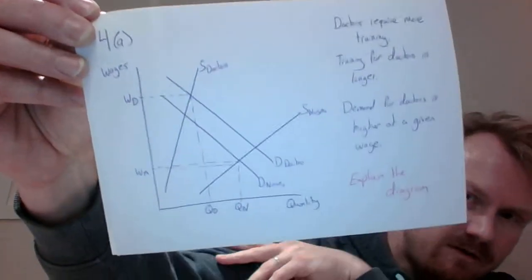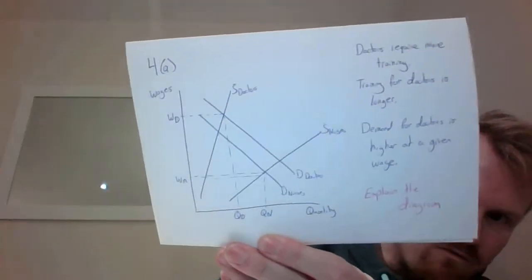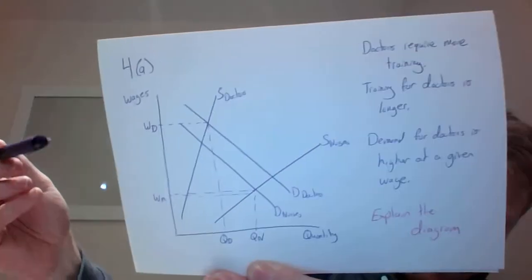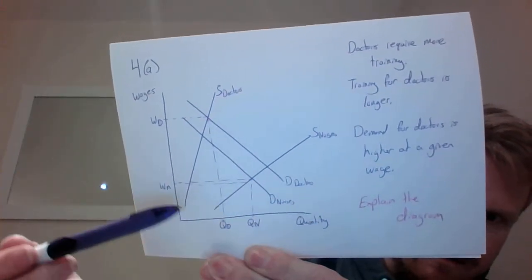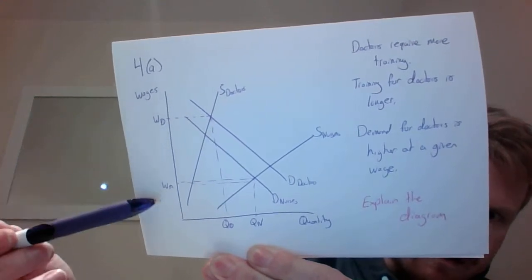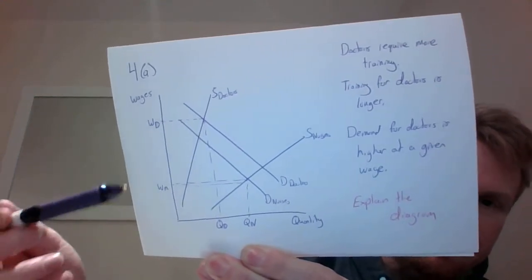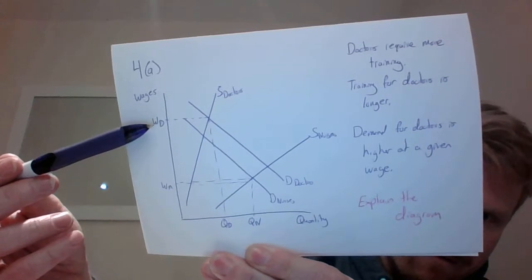So if you're using this diagram, first of all, make sure that you get the labeling right. If you're talking about a labor market diagram, it's wages on the y-axis, and you can say quantity on the x-axis, and make sure that you label these not prices, but wages. People did lose marks for that very point.